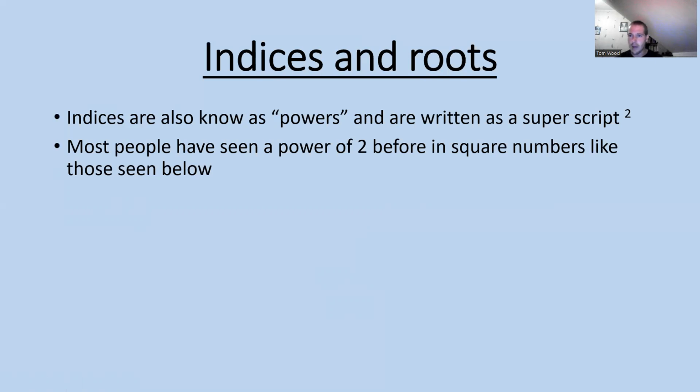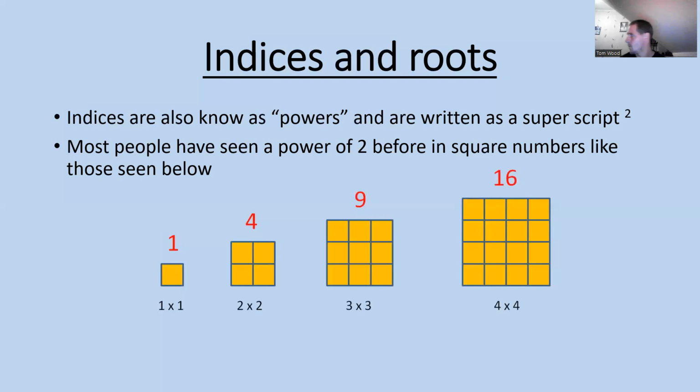Indices are also called powers. Again, we have a lot of synonyms in the English language. They are the exact same thing. It's like a little superscript in the top right. Most people have seen the power of 2 before, and you might know that it means squared. So 1 times 1 is 1, and we could also write that as 1 squared. 2 times 2 is 4. We could also write it as 2 squared.